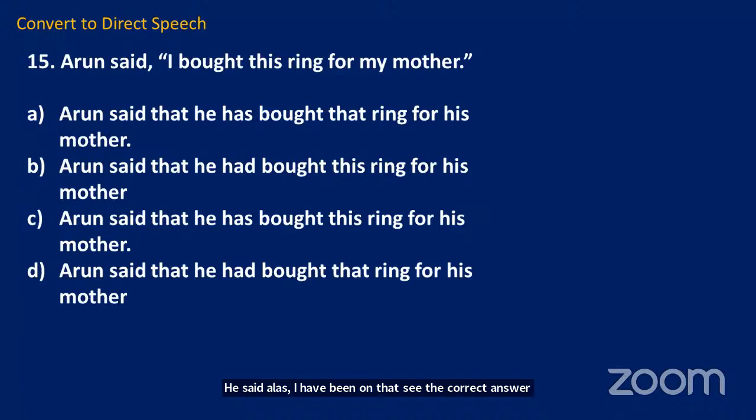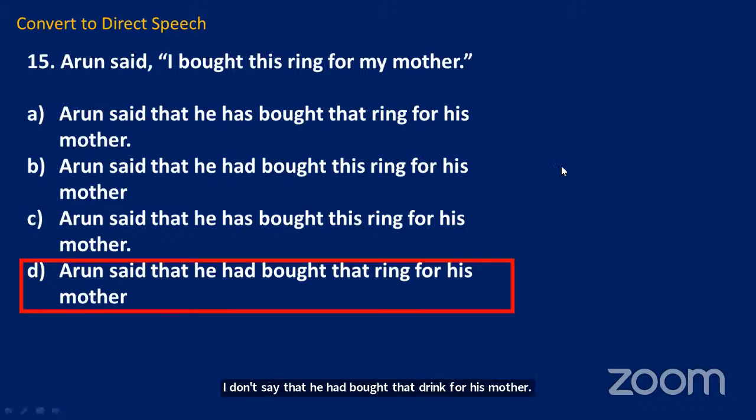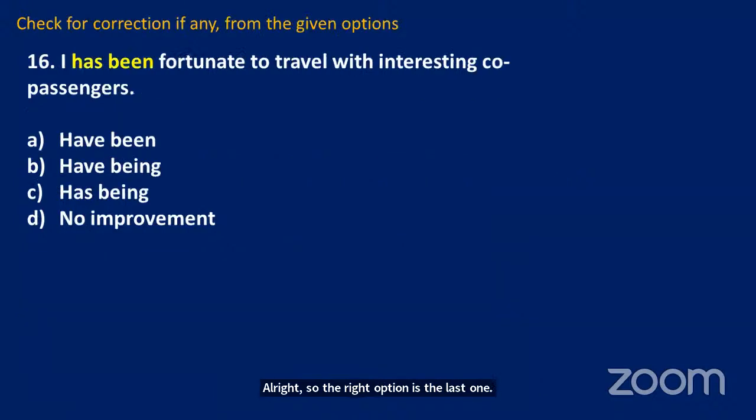Arun said, I bought this ring for my mother. All right, so you need to convert it into direct speech because whatever is given is indirect speech. The first option is Arun said that he has bought that ring for his mother. Arun said that he had bought this ring for his mother. Arun said that he has bought this ring for his mother. Arun said that he had bought that ring for his mother. All right. So the right option is the last one. Arun said that he has bought that ring for his mother. All right. See the next one.